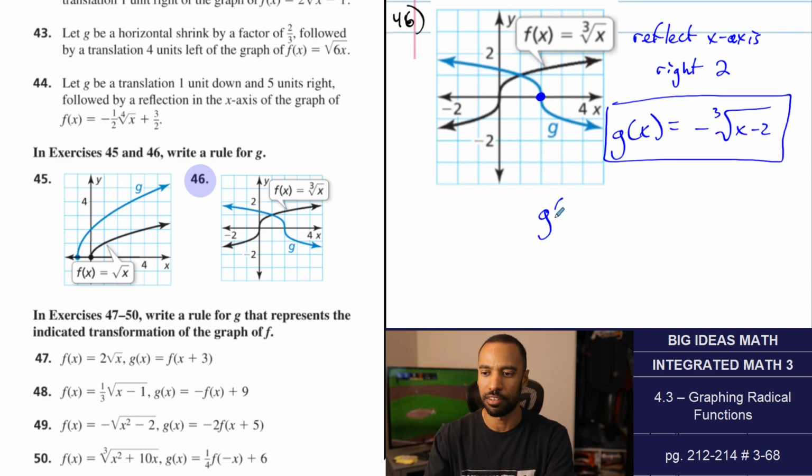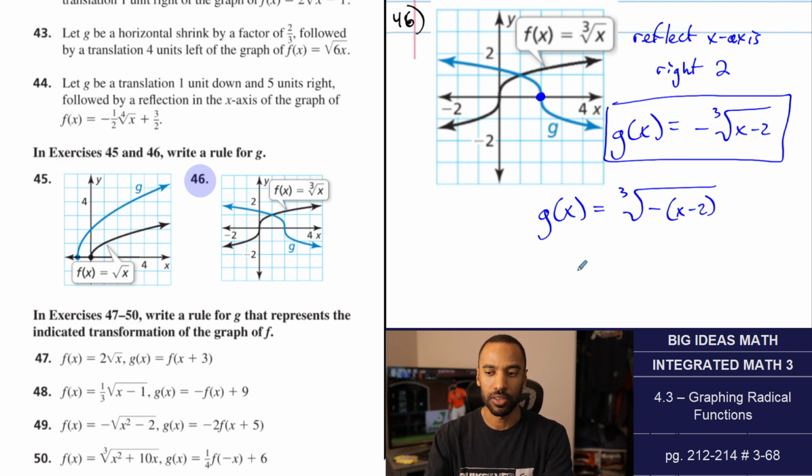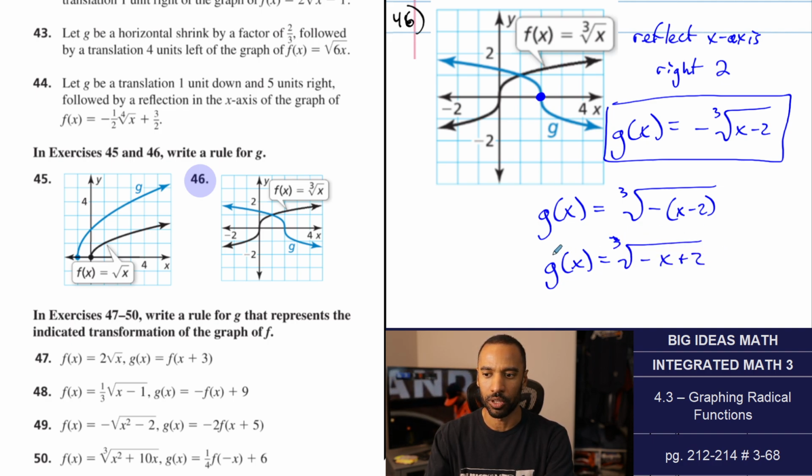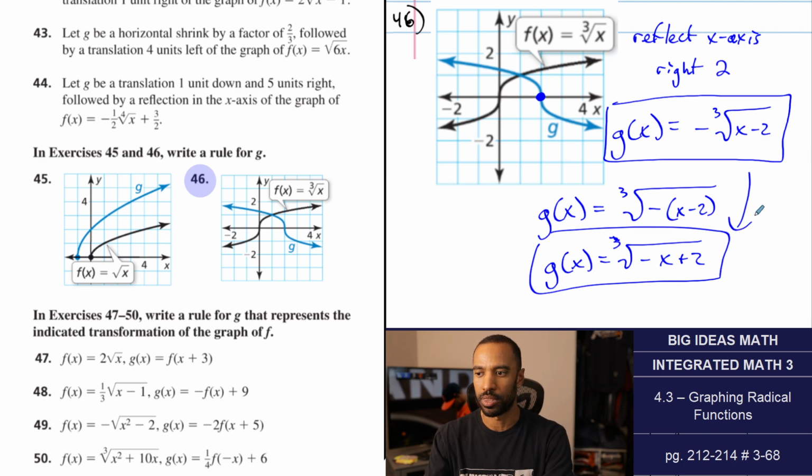Instead of having the negative on the outside, you can have it on the inside. But where you have to be careful is the x minus 2 would still be a quantity like that. If you want to write it like that, fine. If you want to distribute the negative, fine. If they have a distributed version, it would be looking like that. This is probably what they'd be writing.